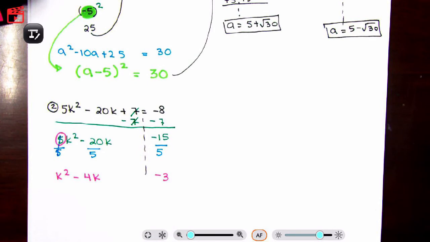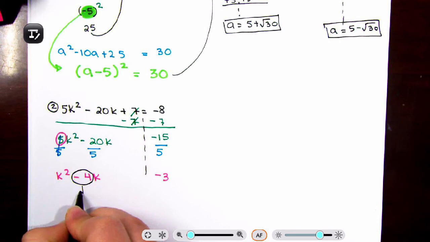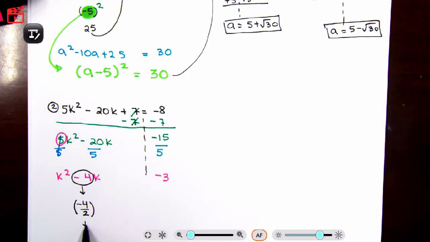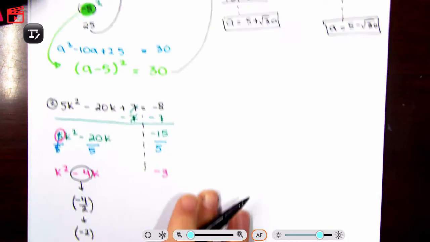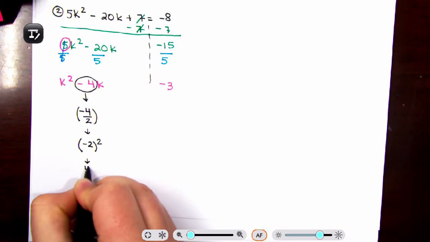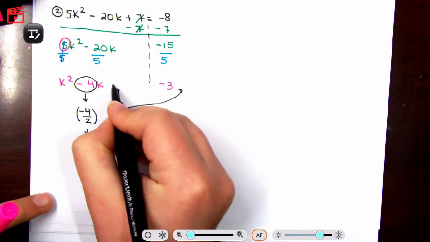Now we can continue with our completing the square. Take your middle term, divide that by 2, square it. So negative 4 divided by 2 is negative 2. I'm going to shift this up. We're going to square that number, which gives us a positive 4. Positive 4 is what you're adding to both sides.